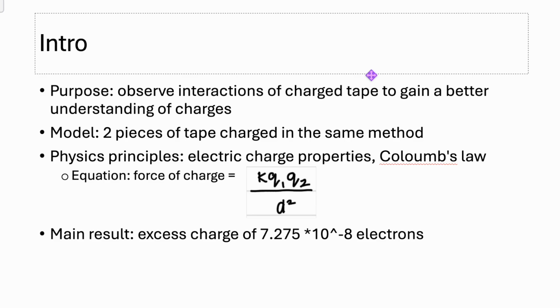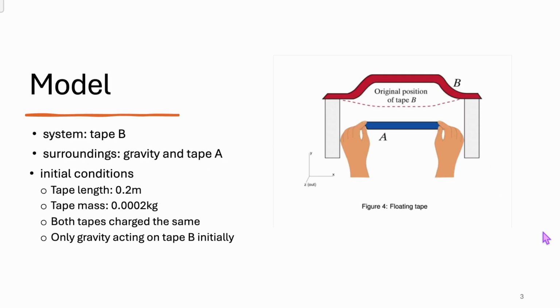The physics principles involved in this lab are electric charge properties, such as like charges repel and opposite charges attract, Coulomb's law, and the equation for force of charge, which is k q1 q2 over distance squared. The main result of this lab was that we found an excess charge of 7.275 times 10 to the negative 8 electrons on the piece of tape. So here is the model.